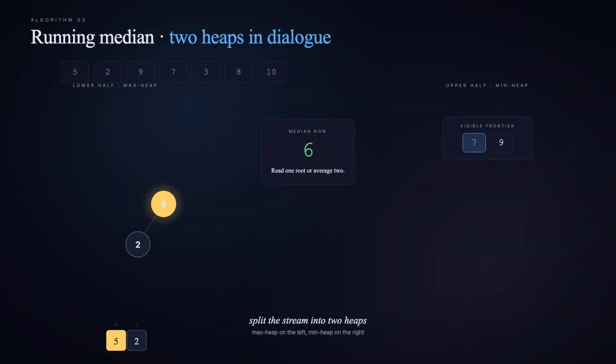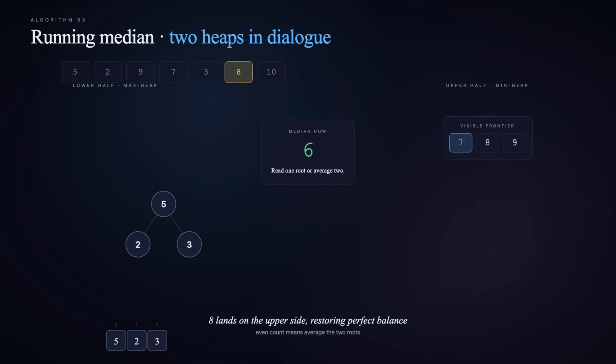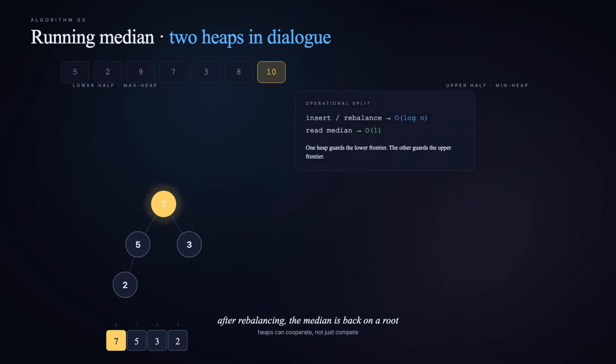Two heaps unlock the running median. A max heap stores the lower half. A min heap stores the upper half. Keep their sizes balanced so the median is either one root or the average of 2 roots. Insert into one side. Then rebalance by moving a root across if one heap gets too large.